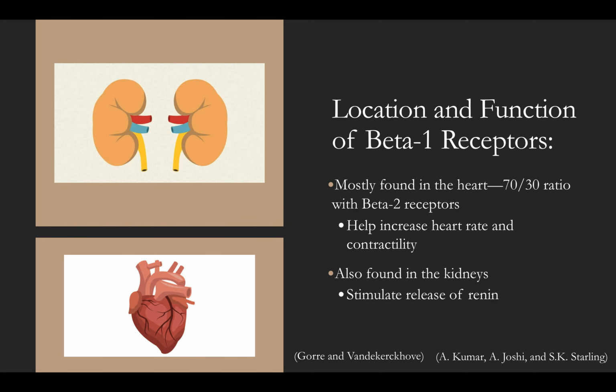Beta 1 adrenergic receptors are found mostly in the heart. They're found in a 70-30 ratio with beta 2 receptors, so there's a greater amount of beta 1 receptors in the heart than there are beta 2 receptors. Beta 1 receptors help increase heart rate and contractility. They are also found in the kidneys, and they stimulate the release of renin.